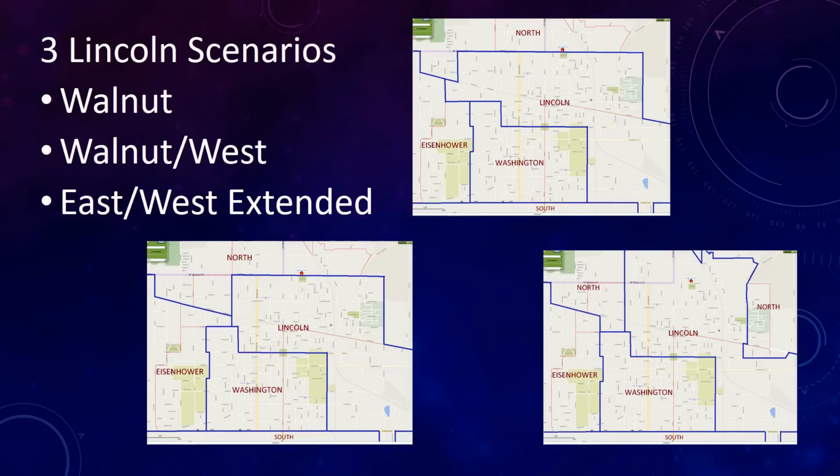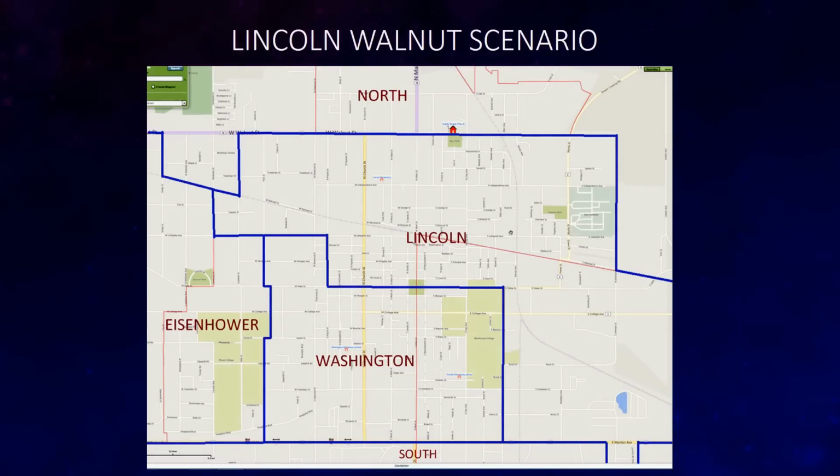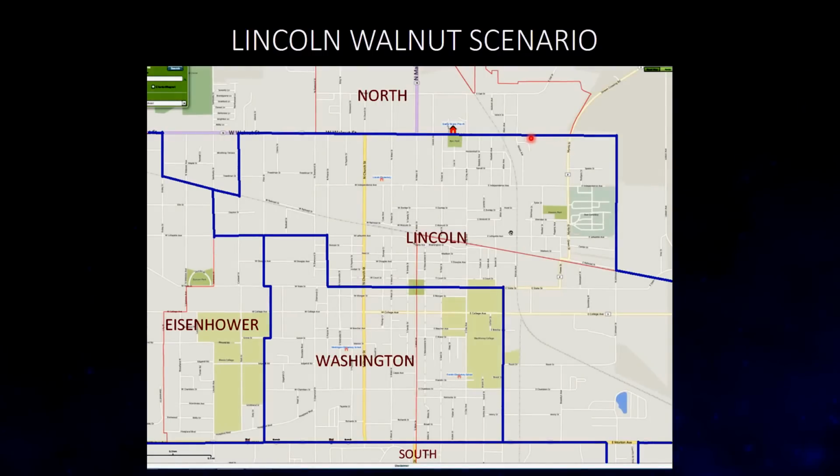During the community presentation at Washington, a community member asked a question which led to the development of a 4th scenario that is given later in this presentation. In the Lincoln Walnut scenario, the 46 students that live in Lincoln's school district north of Walnut, the students from up in this area, would simply go to North Elementary. That would be the only change in the Lincoln Walnut scenario.